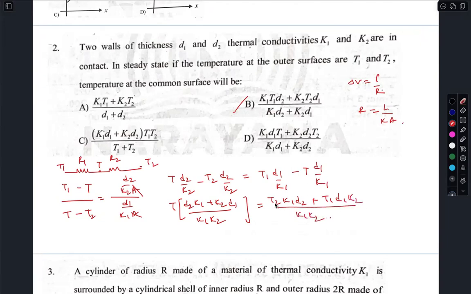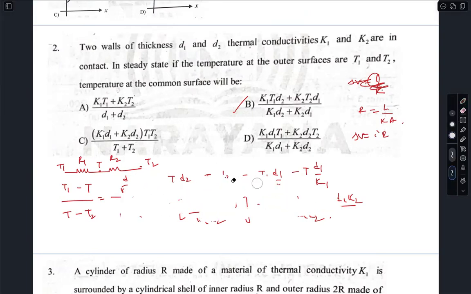Now you see T2 K1 D2, T1. Delta V is equal to IR. That is okay. Delta V is equal to IR. Current is the same, resistance. Okay, reciprocal I have done. So therefore, correction needs to be done here.